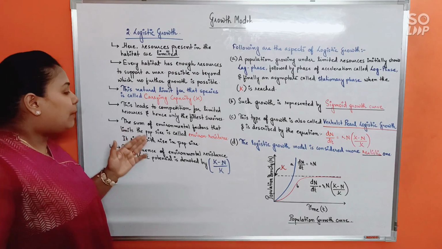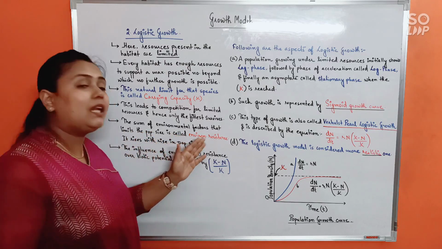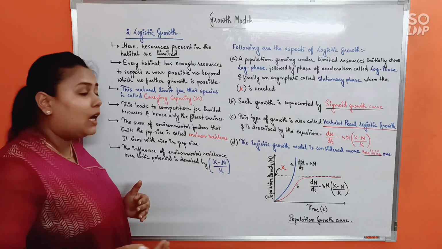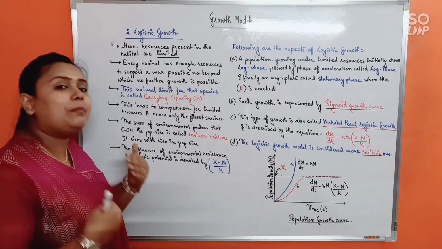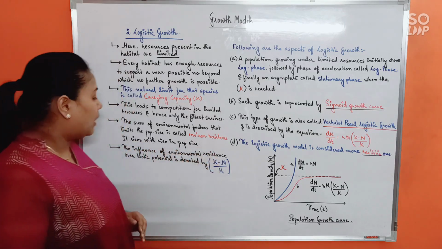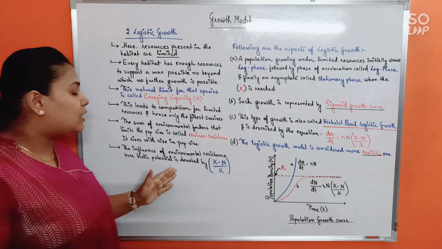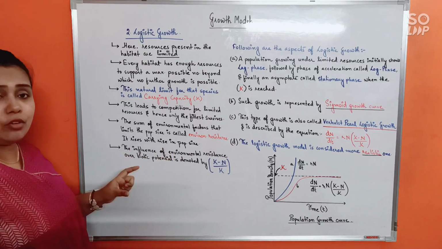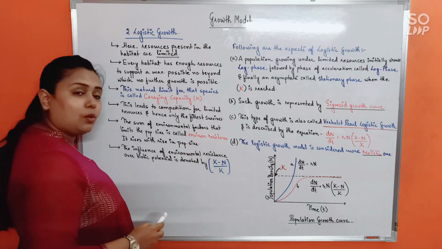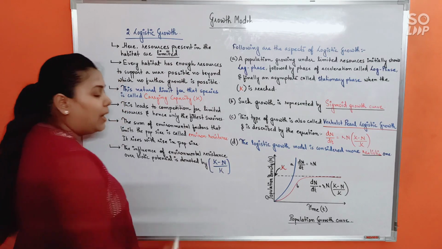The sum of environmental factors that limits the population size is called environmental resistance. As the population size keeps increasing, the environmental resistance will also keep increasing, so it rises with the rise in population size. The influence of environmental resistance on biotic potential is denoted by a very strict relationship maintained between the carrying capacity and the environmental resistance, and we denote it as (K - N)/K.